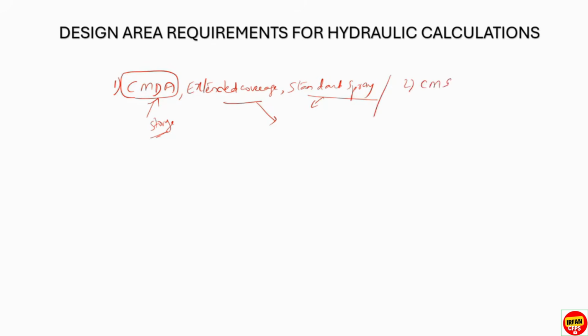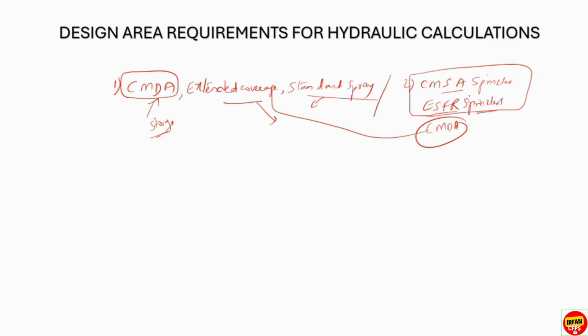If you have CMSA in your project, the CMSA sprinkler, this is used for storage hazards. And also, for example, you have ESFR sprinklers. This is also used in warehouses where we have storage hazards. At that time we'll use an ESFR sprinkler or CMSA sprinkler, or we can use a CMDA sprinkler. But for CMDA, we will follow the same requirement, the one which I'm going to explain to you now. But for ESFR and CMSA sprinklers, the procedure is different.